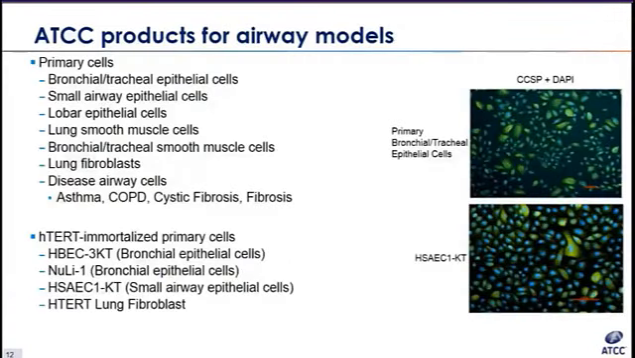Here at ATCC, we have a variety of primary cells for use in research for the respiratory tract, such as bronchial tracheal, small airway, and lobar epithelial cell lines, as well as lung smooth muscle cell lines and lung fibroblasts. We also have in our product catalog disease primary cells for asthma, COPD, cystic fibrosis, and pulmonary fibrosis. In addition, we also offer hTERT immortalized bronchial tracheal and small airway epithelial cell lines, as well as fibroblasts.